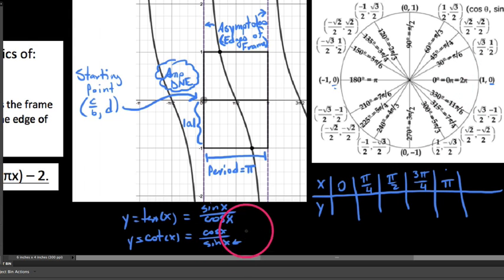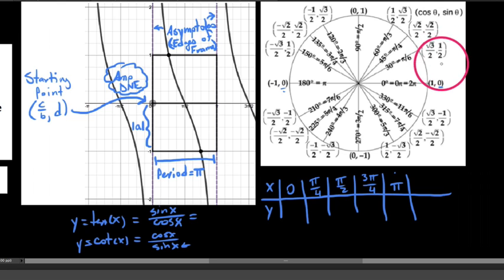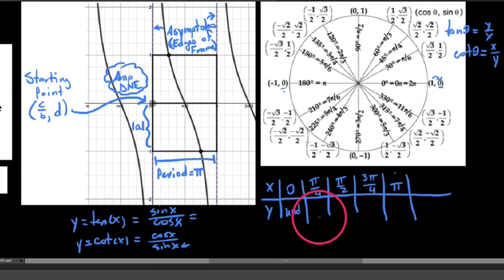If we wanted to find our cotangent values, remember that our tangent values on the unit circle can be found by taking the y value divided by the x value. So on the unit circle, if the tangent of theta is equal to y over x, then we know that the cotangent value of theta is equal to x over y. And so our cotangent value at 0 would be 1 over 0, x over y. And so we start off with an undefined point.